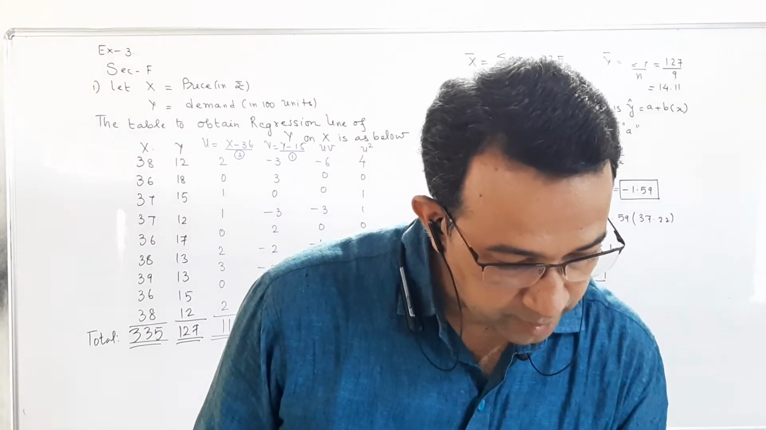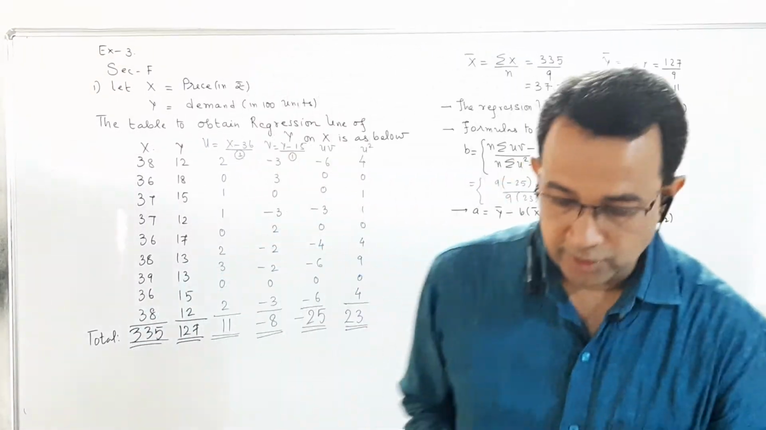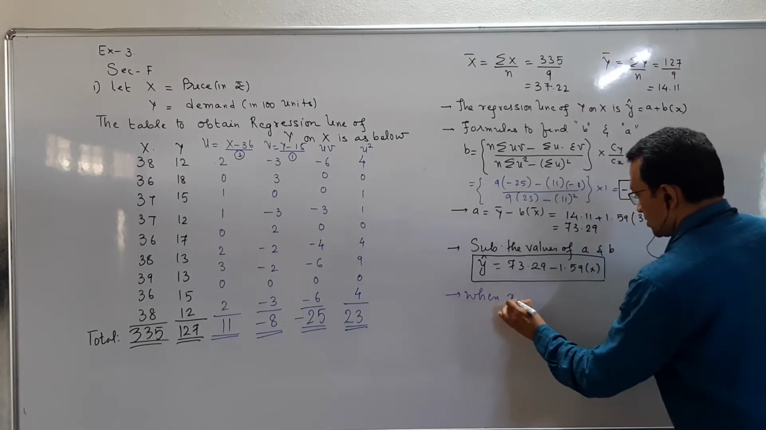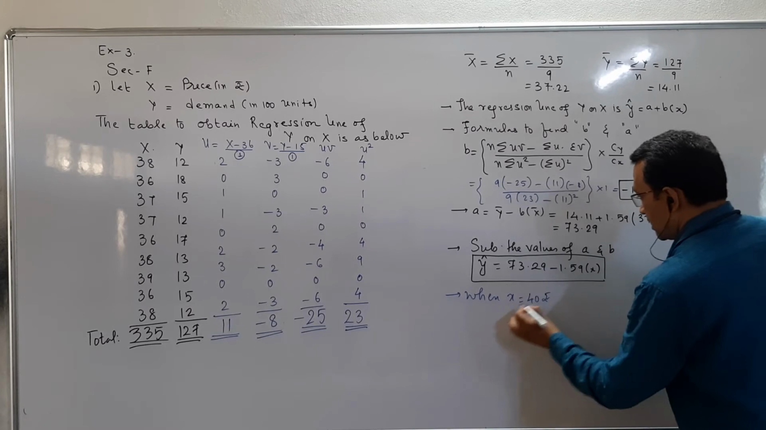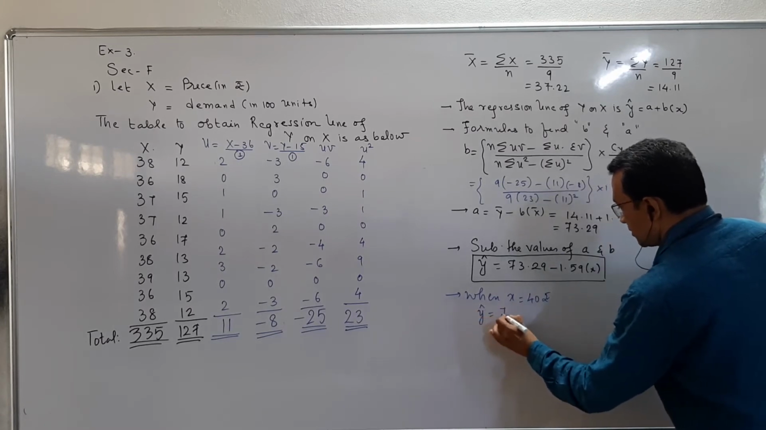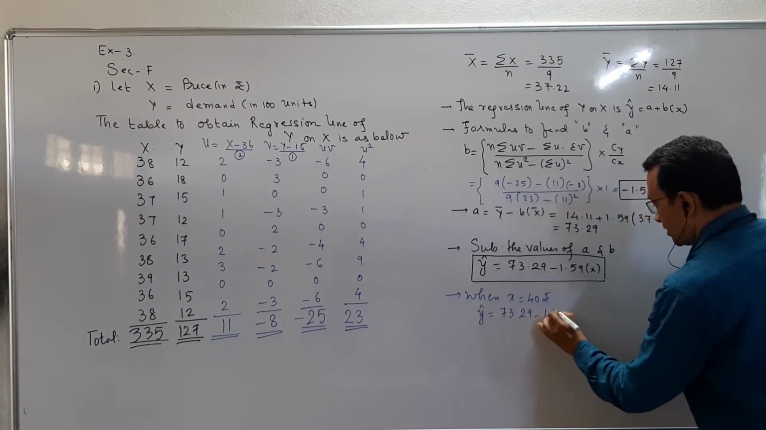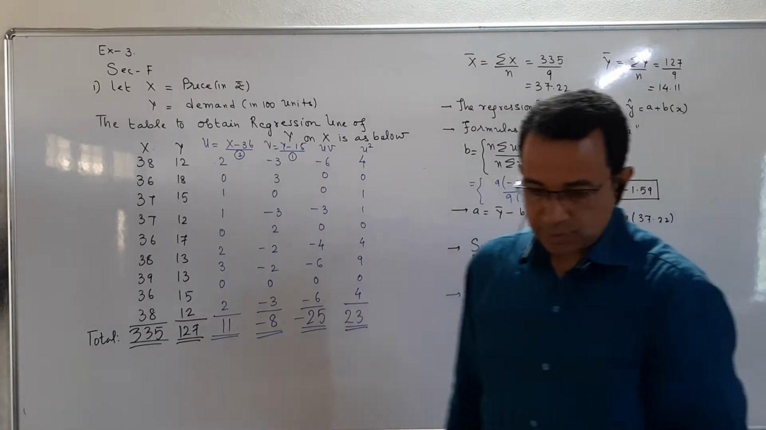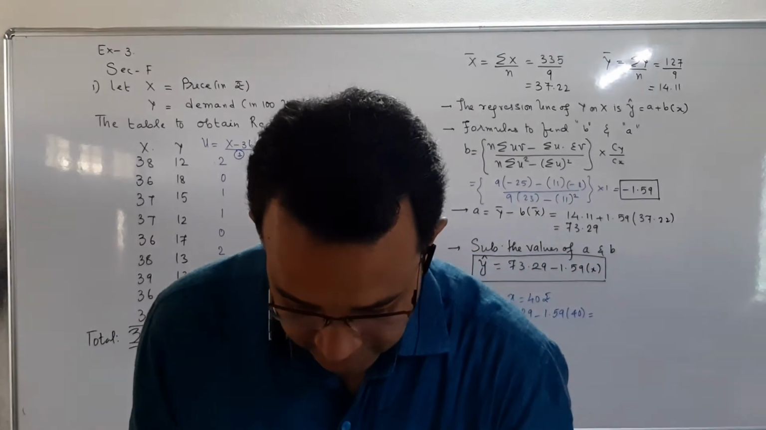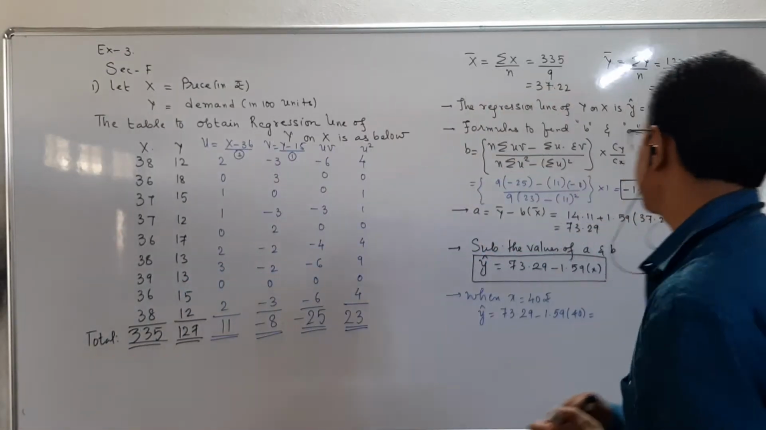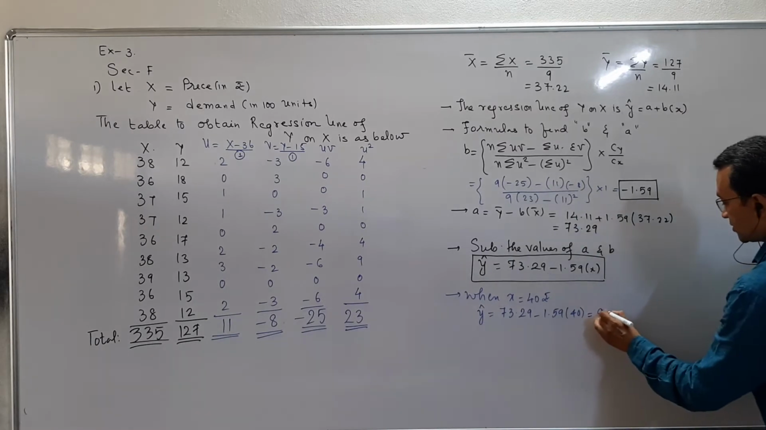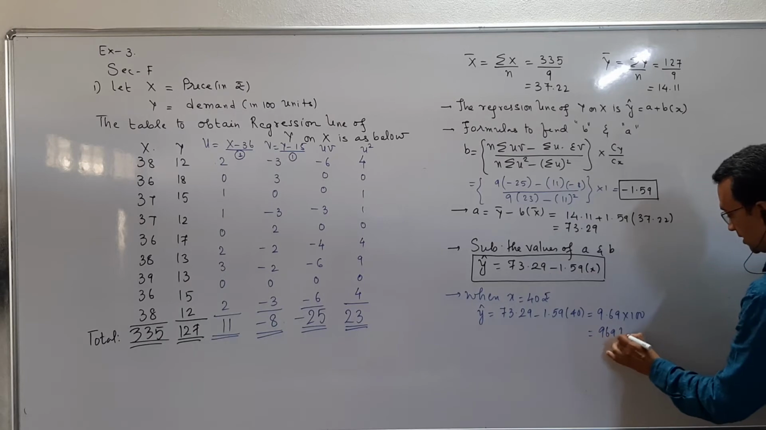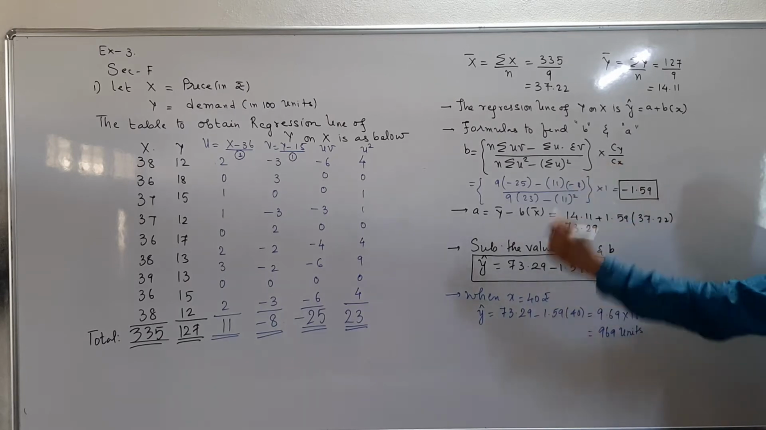Estimate the demand of commodity if price is rupees 40. So when x is 40 rupees, then the estimate of y, y cap, is equal to 73.29 minus 1.59 into 40. Students, if I simplify, this is 9.69 in 100 units. So if I multiply by 100, it is 969 units.